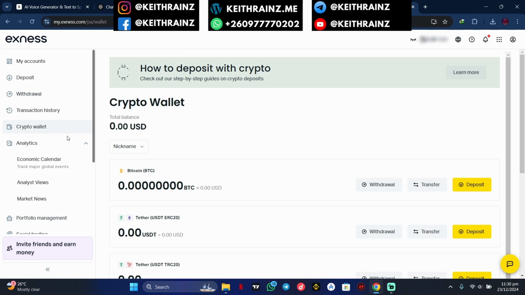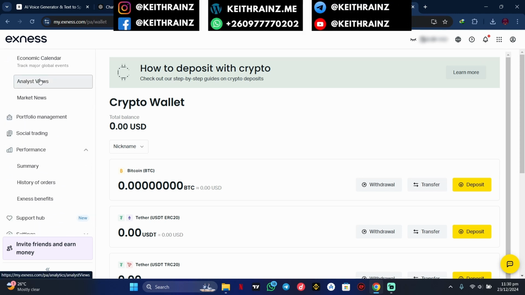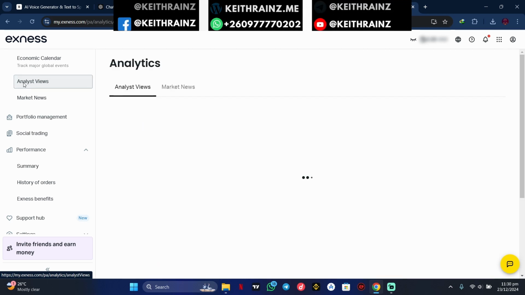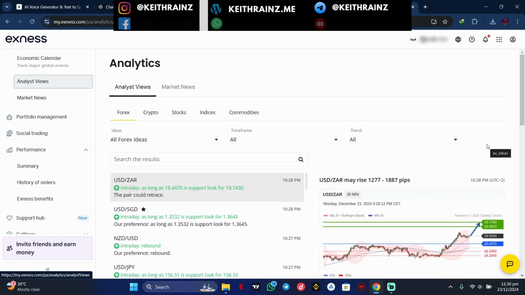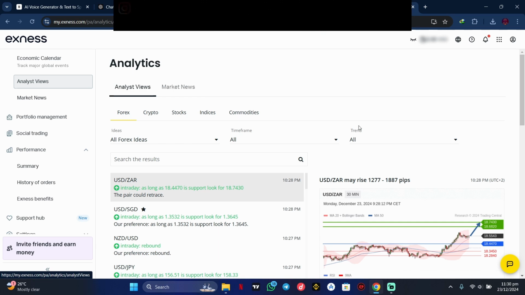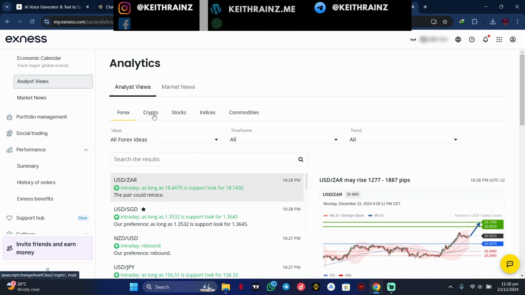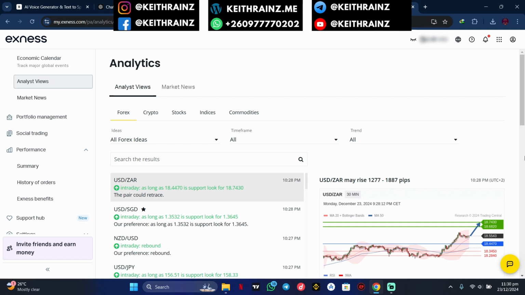So what you need to do is, when you log into your Exness, click on Analytics, then click on Analyst Views. On the Analyst Views, we're going to find some of the analysis you can actually use in your trading. So for example, right now, the good thing about this is that they're going to show you even the date when these analyses were made. So you can choose either from Forex to crypto or stocks, indices, whatever you trade.